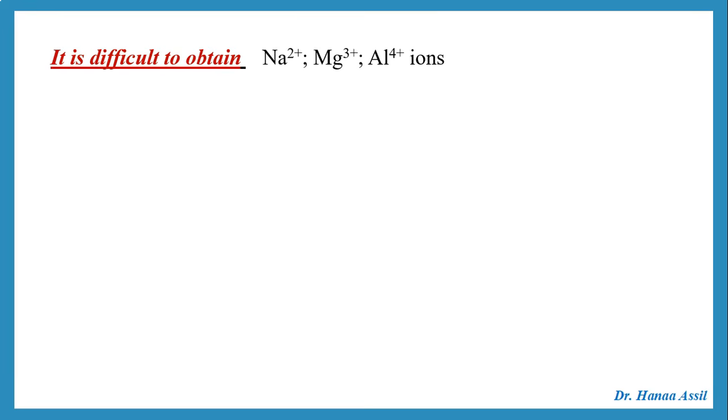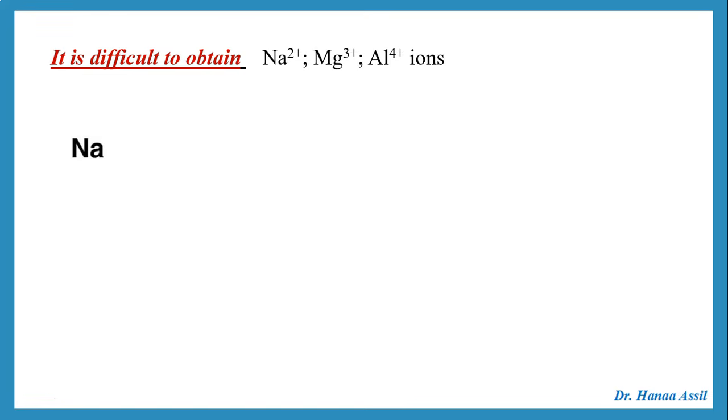Again, why is it difficult to obtain, for example, sodium 2+? In order to remove 2 electrons from sodium, or a second electron from sodium, this is very difficult. It will need a lot of energy. Or if I remove 3 electrons from magnesium, it needs a lot of energy. 4 electrons from aluminium, this needs a lot of energy.